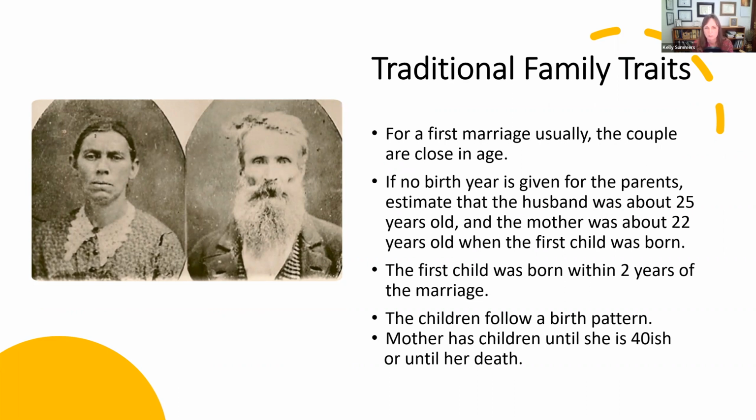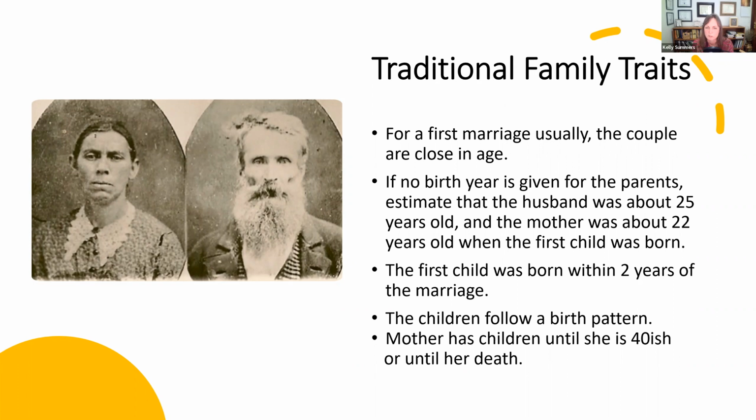So the first thing we want to look at is a couple. We want to see how close in age they are. If there is a large gap in age, it often will indicate that this is a second marriage. If there is not a birth year given for either of the parents, we can estimate birth years. And we usually estimate that the husband was about 25 years old and the mother about 22 years old when the first child was born. We can change that information when we get exact dates or find a document that tells us.